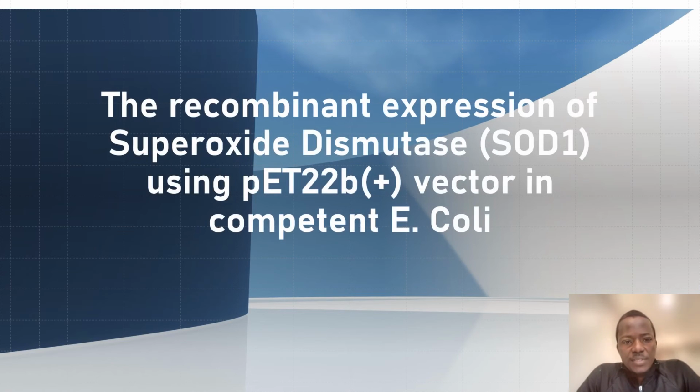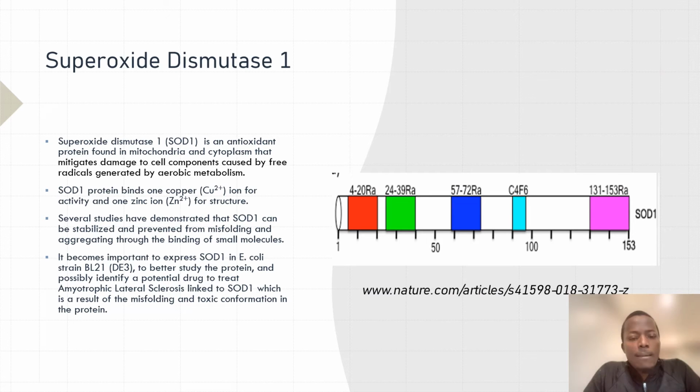This is an oral presentation for the recombinant expression of superoxide dismutase SOD1 using a vector in a competent E. coli cell. The SOD1 is an antioxidant protein found in the mitochondria and cytoplasm of aerobic cells. It functions as a scavenger of superoxide radicals, free radicals, by converting them to molecular oxygen and hydrogen peroxide, which are not harmful to the cell.